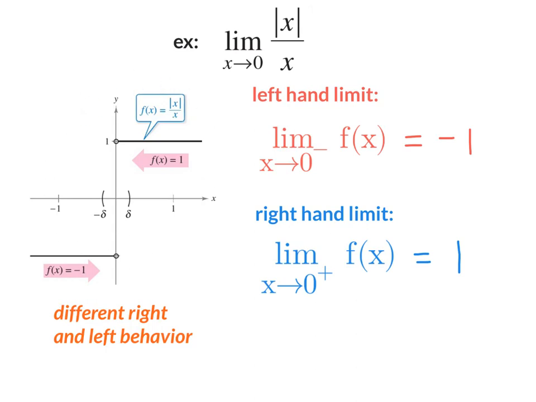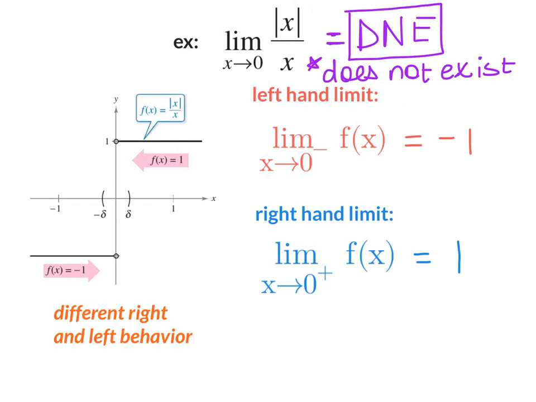Now you might notice that the left-hand limit and the right-hand limit equal different numbers. So coming in from the left, I've got -1 here because as I approach from the left, y equals -1, and if I approach from the right, y equals 1. -1 and 1 are not the same number. So when you have different right and left-hand limit behavior, that means your limit does not exist. So we write capital D and E, and that represents does not exist in limit talk.